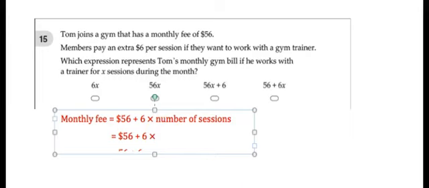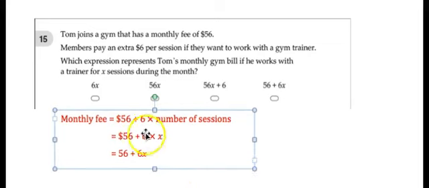If there are 2 sessions with the gym trainer, the cost would be $56, that's the monthly fee, plus 6 times 2, and so on. If the person had 3 sessions, the cost would be $56 plus 6 times 3. And 4 sessions, $56 plus 6 times 4. So if we let the number of sessions equal X, the cost will be 56 plus 6 times X.